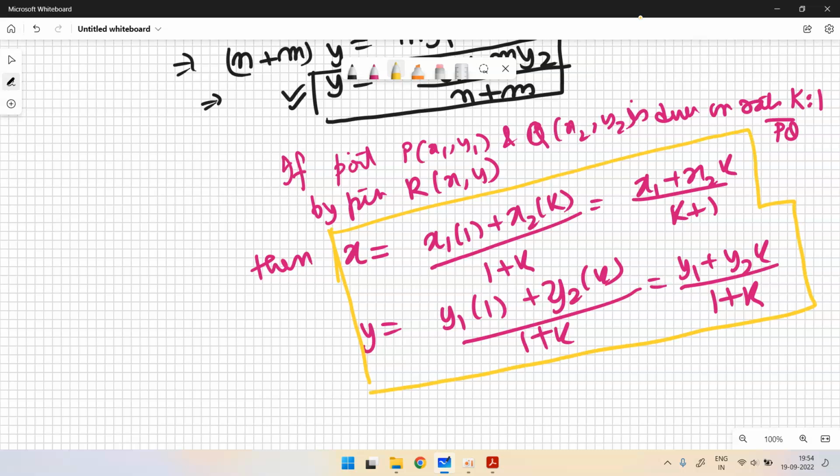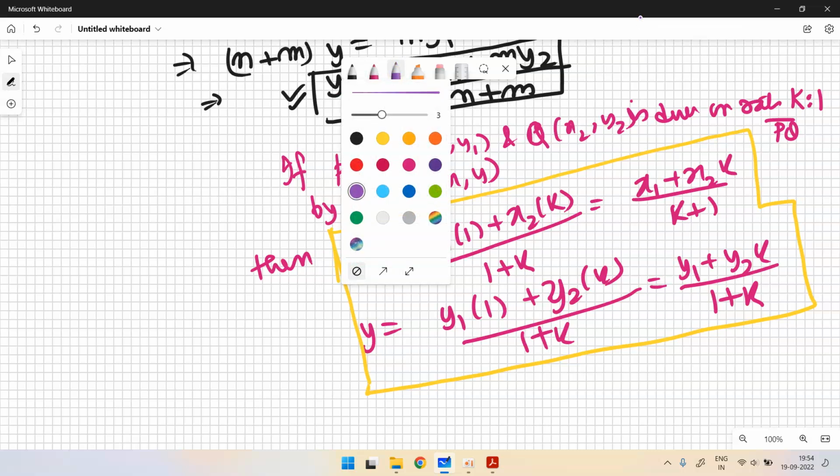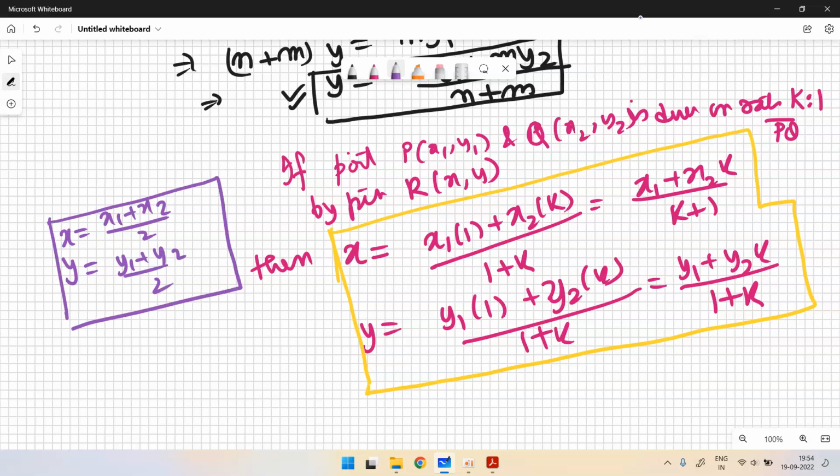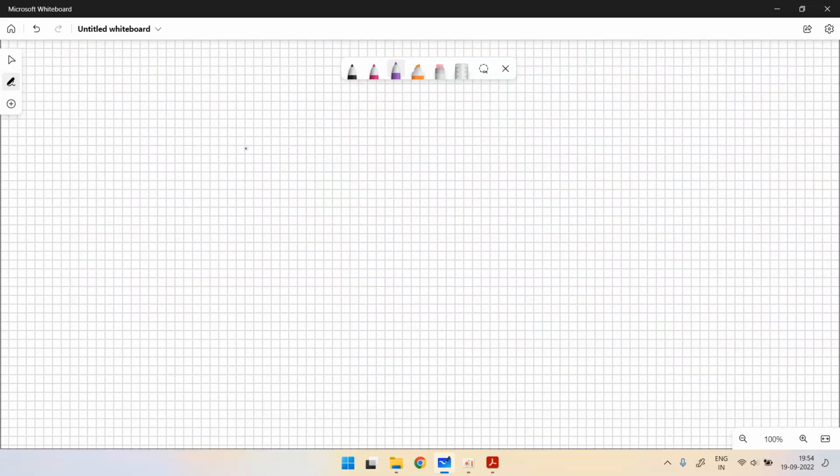One more thing is that if this divides it in the ratio 1 is to 1, in place of k, if you substitute the value 1, then what you will get is x, y, where x is nothing but x1 plus x2 by 2, that is, it is bisecting it, and y is y1 plus y2 by 2. If the line is divided in the ratio 1 is to 1 by the point R, this is the condition. This is how to calculate the midpoint.